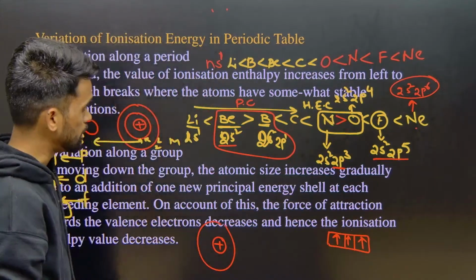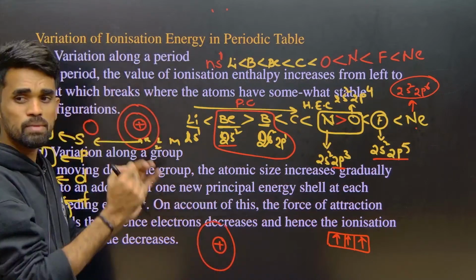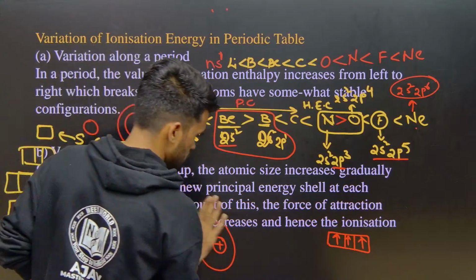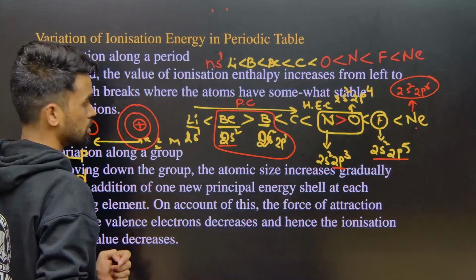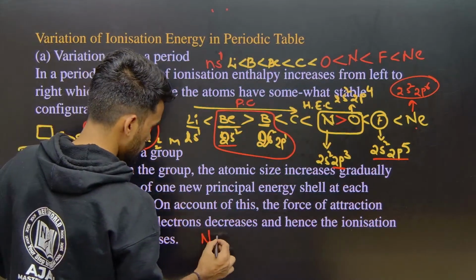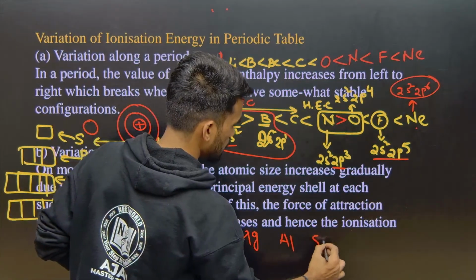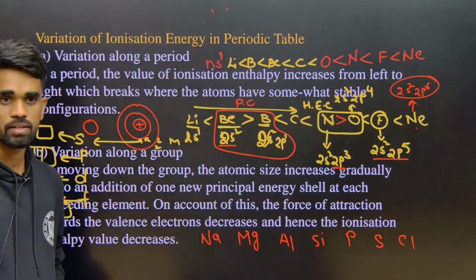Okay, done with this. Now apply the same concept and tell me for third period elements fast. I want the answer for this. How can you give it for third period elements? What are the third period elements? Sodium, magnesium, aluminum, silicon, phosphorus, sulfur, chlorine, argon. Yes, tell me.